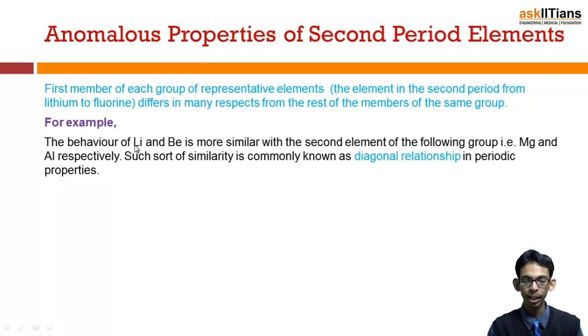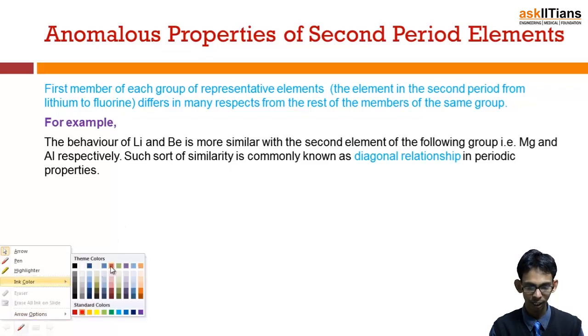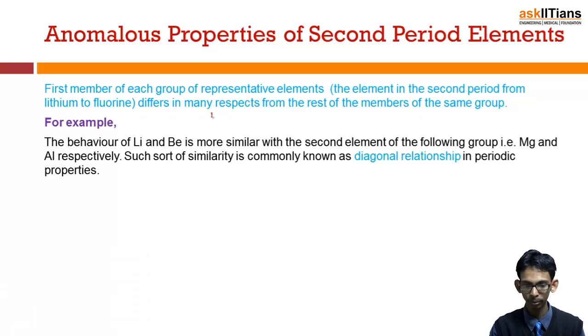For example, the behavior of lithium, which is the first member of the first group, and beryllium, which is the first member of the second group, is more similar to the second elements of the following group, that means magnesium and aluminium respectively. Such similarity is known as diagonal relationship. Let's write it and try to understand it. We know lithium is the first, then comes beryllium, then boron in the P block, then sodium, then magnesium, then aluminium. So lithium is the first member of the first group, beryllium is the first member of the second group, and these two show anomalous properties.